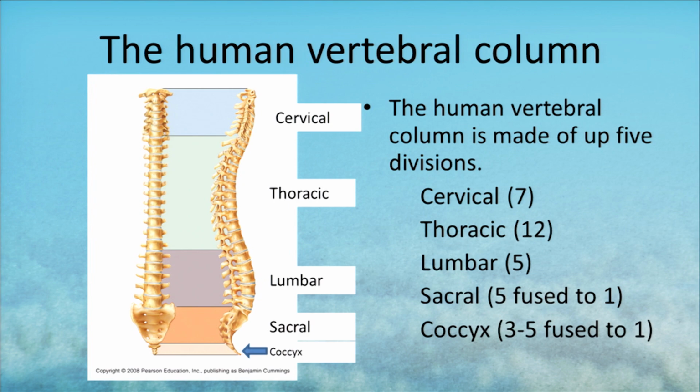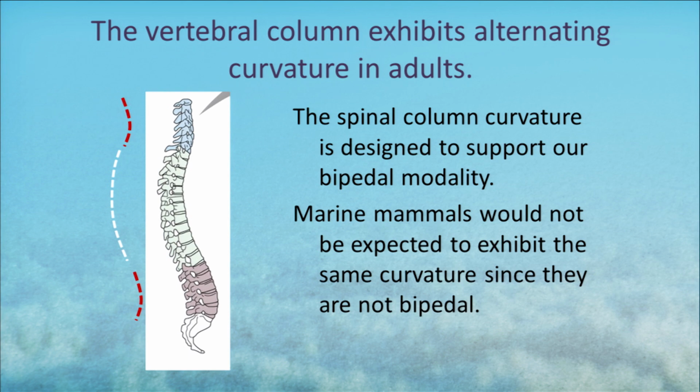But for now, I just want to cover the curvature because it's a little bit interesting. Adult humans have special curvature in their spinal cord. Essentially, what we have is a curve that goes one way and then flips and goes another way and then goes one way and then another way respectively. So again, when you're taking a look at it, it looks almost like a snake, and you can see that here. Now that's really interesting because very few mammals actually exhibit that type of alternating curvature.